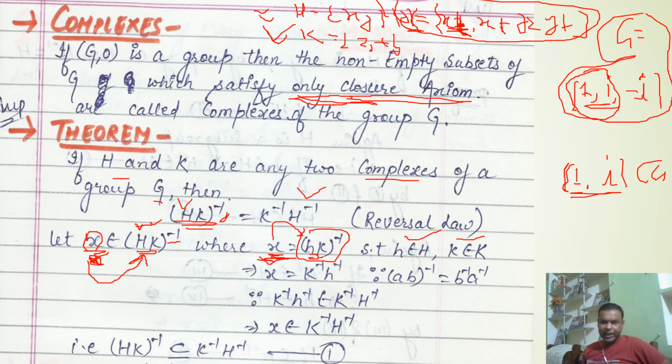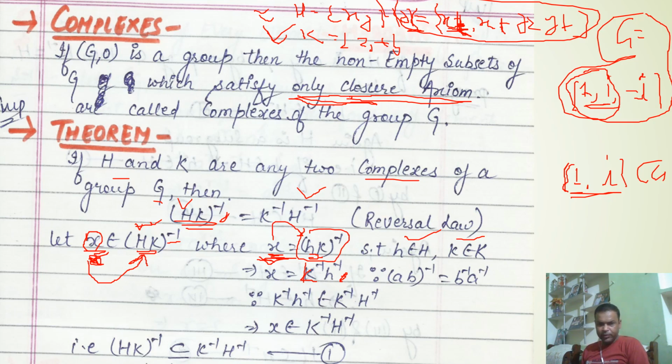Again, we know that if we have two elements h and k and you want to write the inverse of their product, then you write it as k inverse and h inverse, small k inverse and small h inverse. This theorem we have studied in groups, and in a group we know that the inverse of the product of two elements is equal to the product of their inverses in reverse order.